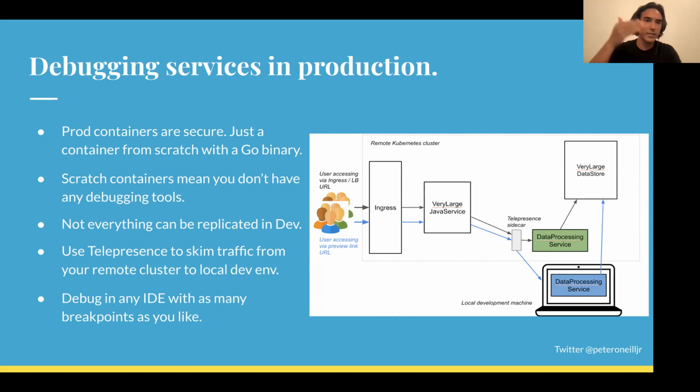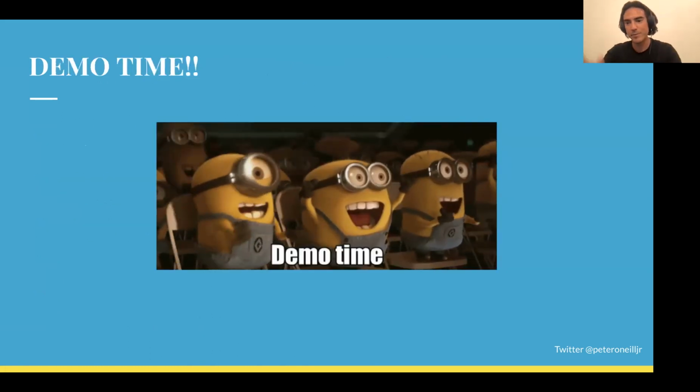So prod containers are standard, built from scratch, just a simple Go binary, missing a lot of the debugging tools and functionality. So I'm showing a way that you can use other tools to send traffic from your production clusters down to your machine and debug your Go microservice with the IDEs and tools that you like. You get that traffic locally, so you can do a lot more than if you were just working with your production cluster. And so with that, the demo.